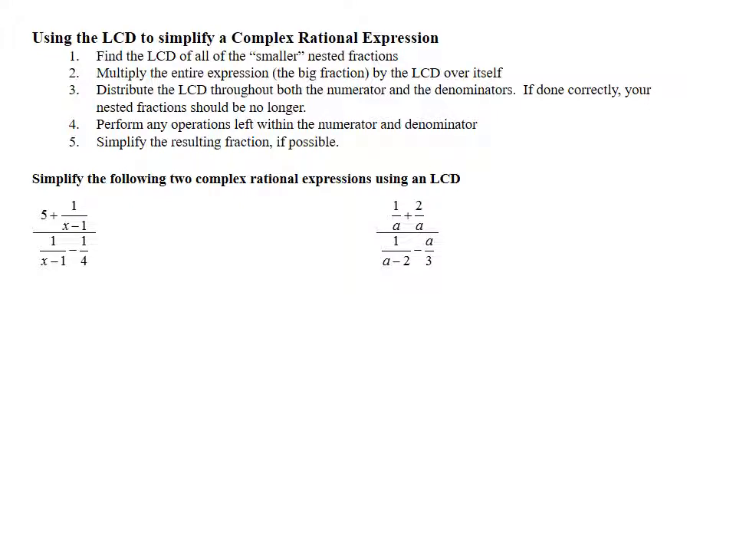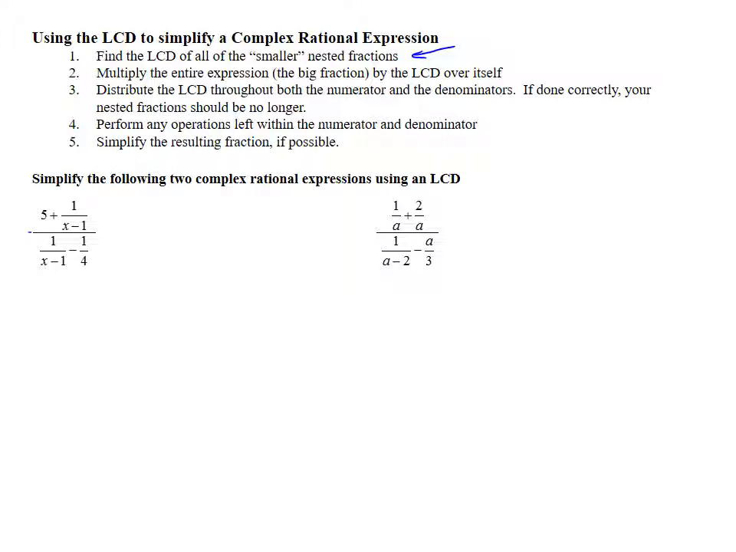There is a way to go a little bit faster by using the LCD to simplify these complex rational expressions. The way you work that is that first you find the LCD of the smaller nested fractions. And what I mean by that are the fractions within the overall fraction.